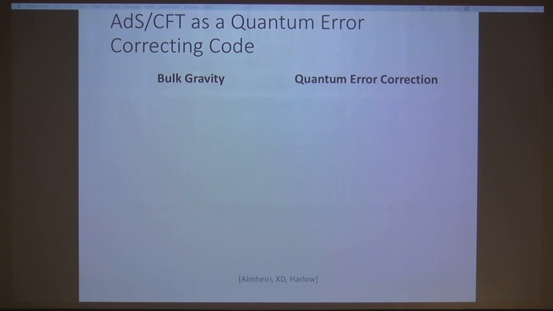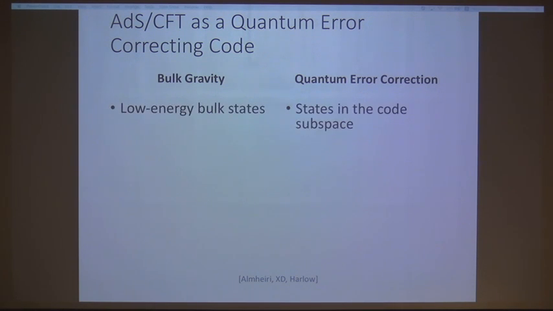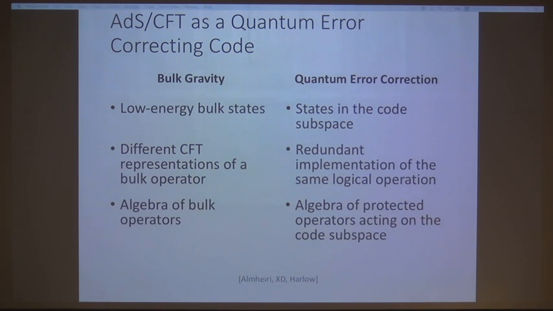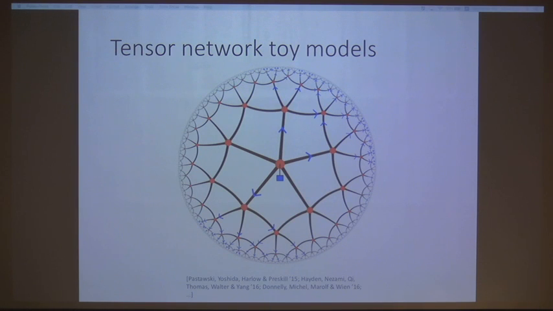So there is a dictionary between the two sides. Low energy bulk states correspond to states in the code subspace. Different CFT representations of the bulk operator are simply redundant implementations of the same logical operation. And the algebra of bulk operators that we have in the theory in AdS/CFT simply corresponds to the algebra of some protected operators acting on the code subspace. And finally, the radial distance can be thought of as a level of protection. We have tensor network toy models that realize these principles.